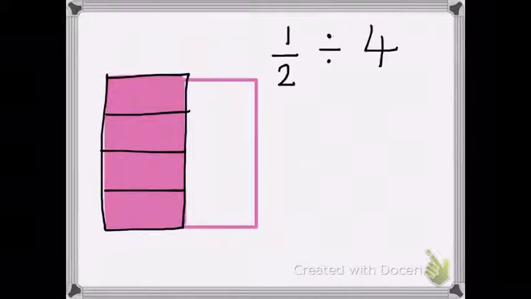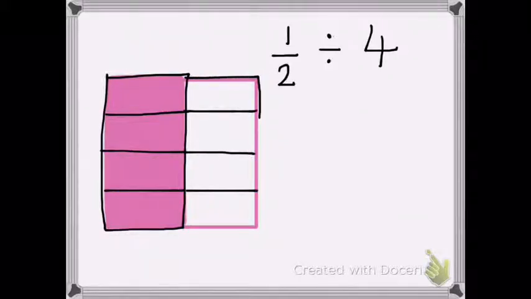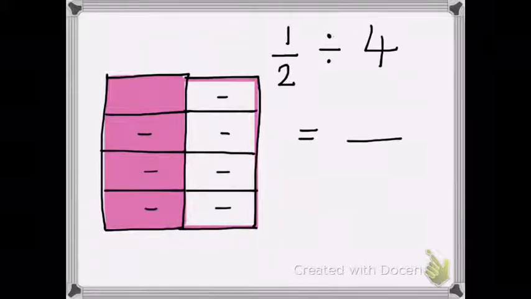But remember, we always have to consider the whole one. So that's what our pieces would have looked like had we had the whole cake. So how many pieces are there altogether? That's our denominator. 1, 2, 3, 4, 5, 6, 7, 8. There are 8 pieces.